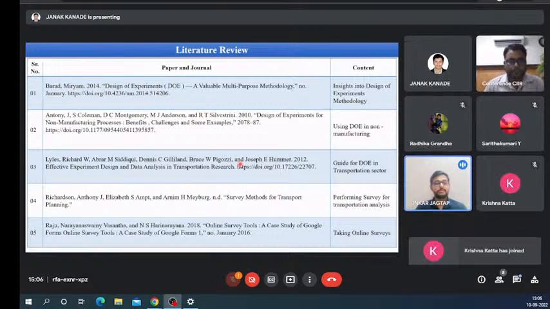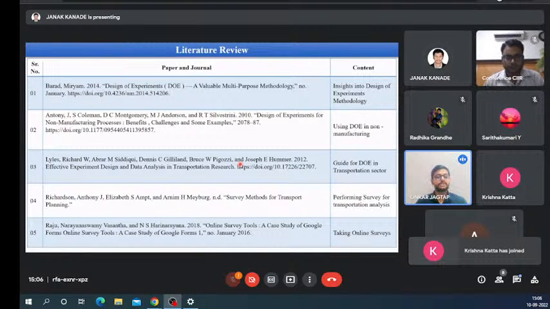This is the literature review in brief. The important research papers only have been mentioned. Others are given in detail in the paper. Paper one was about the use of DOE, that is design of experiments. The second was about the use of DOE in non-manufacturing, because doing design of experiments in manufacturing is quite easy, but since ours is a service sector, it is quite challenging. In fact, it was the most challenging part of this study. Paper number three was a guide for DOE in the transportation sector in particular. Paper number four was about performing surveys, and the fifth was about taking online surveys.